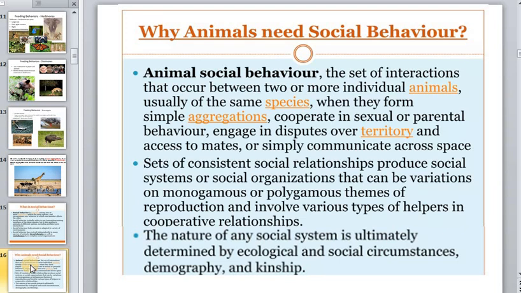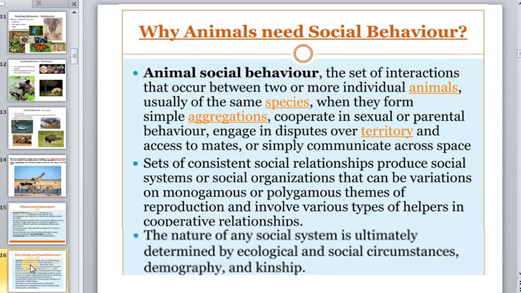And animals need social behavior. It's a set of interactions that occur between two or more individual animals, usually of the same species, when they form simple aggregations, cooperate in sexual or parental behavior, engage in disputes over territory and access to mates, or subtly communicate across species. Sets of consistent social relationships produce social systems or social organizations that can be variants on monogamous or polygamous themes of reproduction and involve various types of help in cooperative relationships.